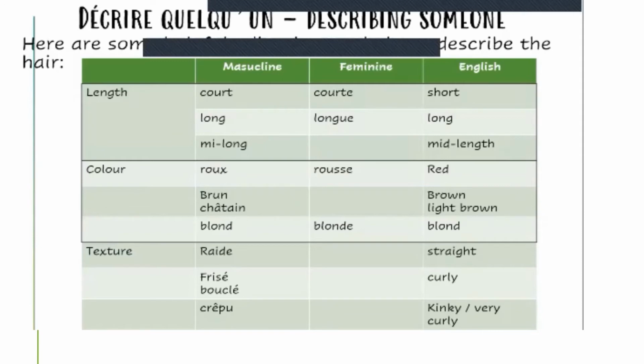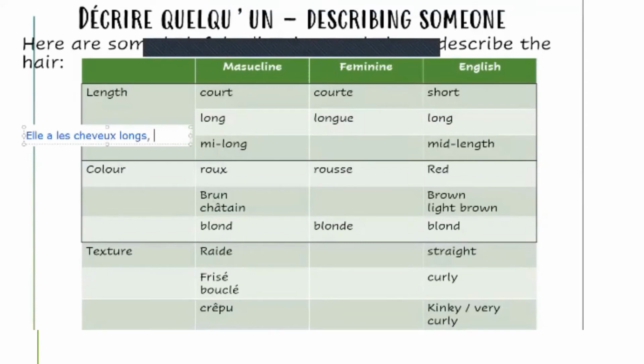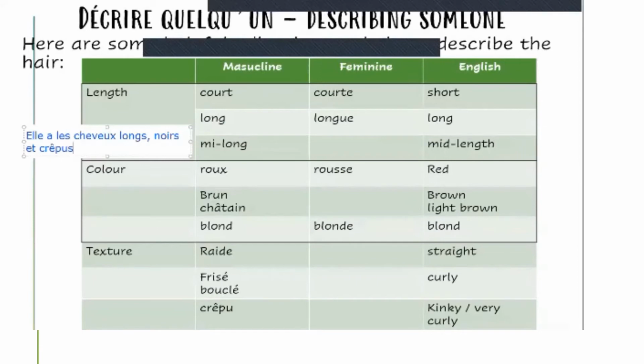She has long black... Elle a les cheveux long, noir, et boucle. I love it. That's curly, but I wanted kinky. Kinky could be crepu. And everybody say crepu. Crepu.